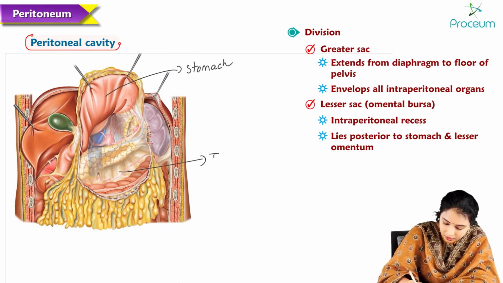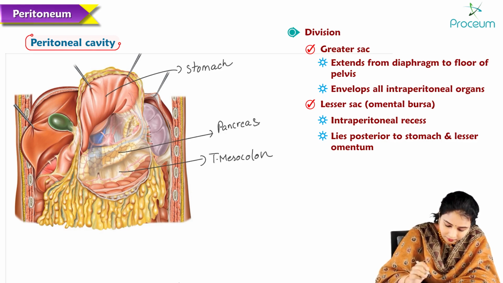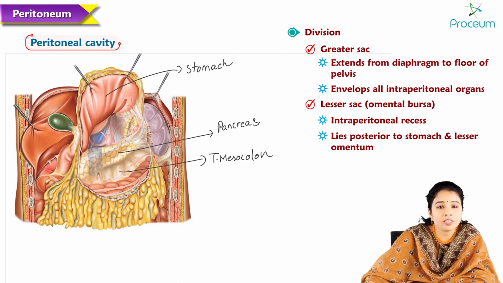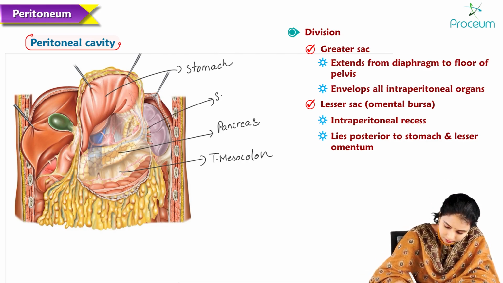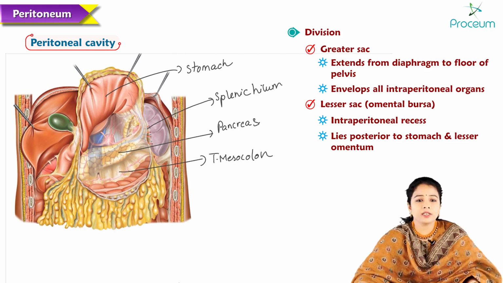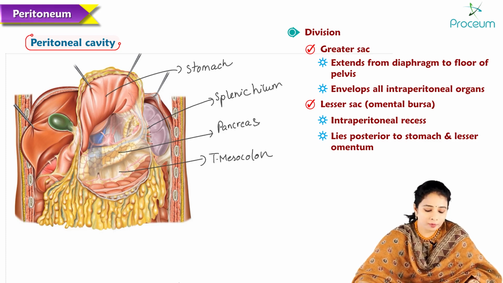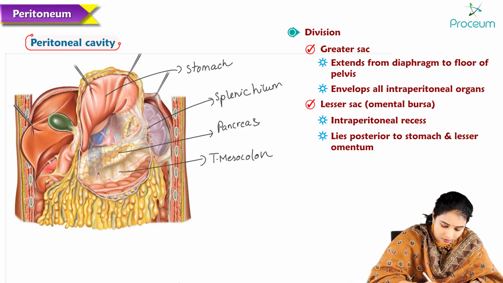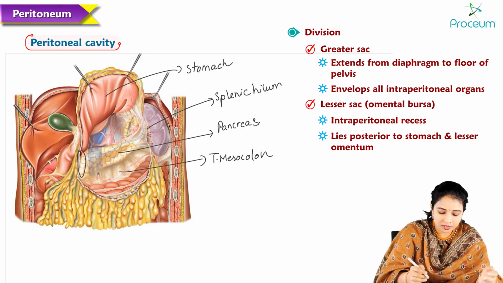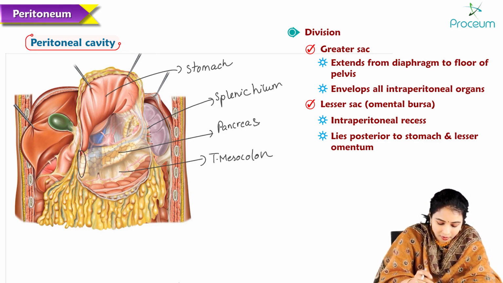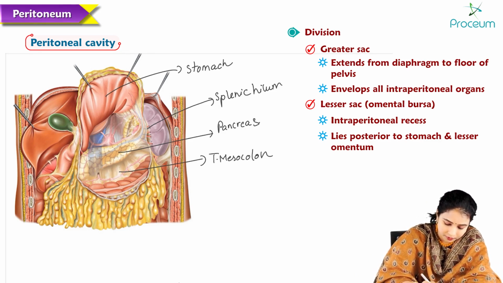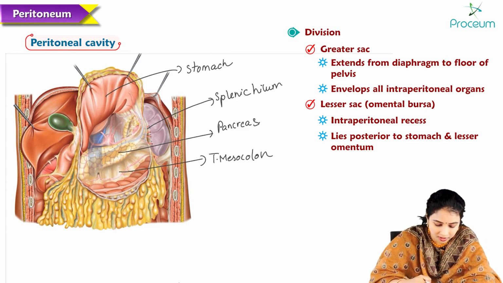So here is the transverse mesocolon. Posteriorly we can see the pancreas, and also left laterally it is related to splenic hilum. Splenic hilum. On the right lateral side it communicates with the greater sac through epiploic foramen. So the opening here towards the right side is the epiploic foramen, which would be deeper. It is not demonstrated in this image.